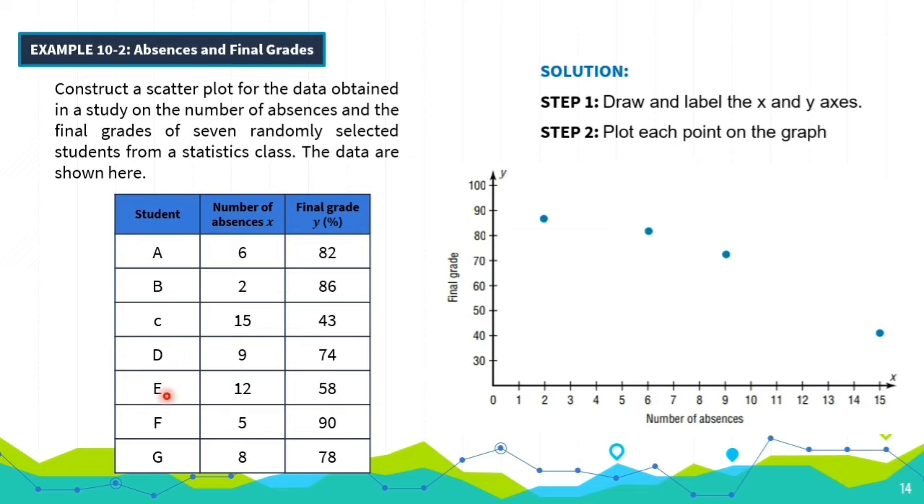Next, we have student E. The x-axis is 12 and the y-axis is 58. And this is the point. And for student F, we have 5 in the x-axis and 90 in the y-axis. And this is the point. And for the last student, G, we have 8 as the x-axis and 78 in the y-axis. And this is the point. So now we have a scatter plot for this example.